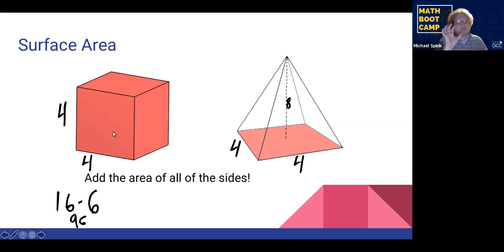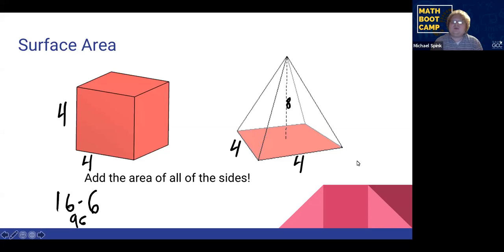There's the front, there's the back, there's the side, there's the other side, there's the top, and there's the bottom. So we can go through and add all these up, or because they're all the same, we can just multiply one of the sides by 6. This is a square. So the area of that square will be length times width, or 4 times 4, which is 16, times 6, which is 96.